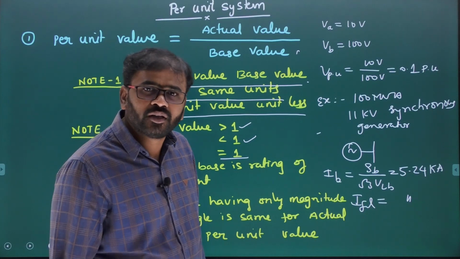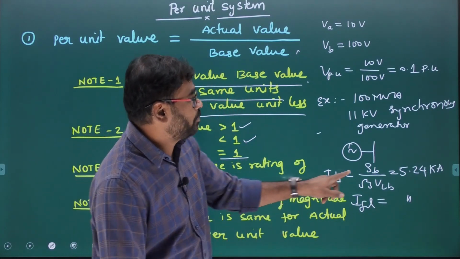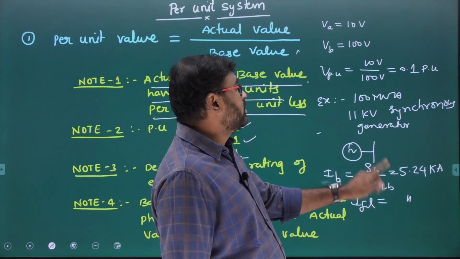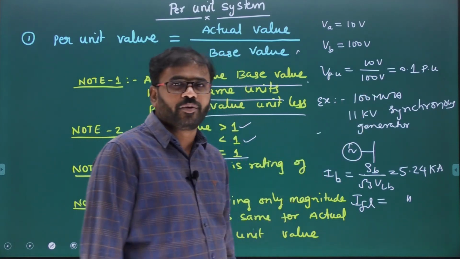S base means what? It's not complex power base. Careful. It is an apparent power base. The apparent power base is how much? 100 MVA. What is the line voltage base? That is 11 kV, because the rating of the machine is what? It's an 11 kV, 100 MVA machine.